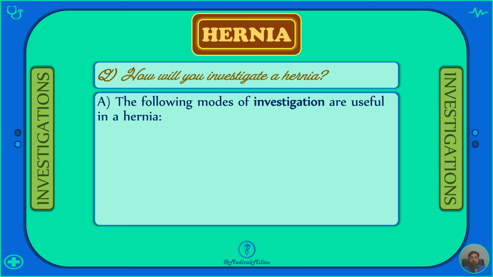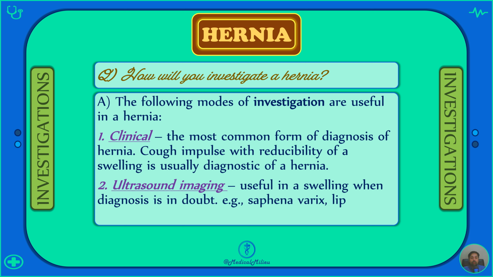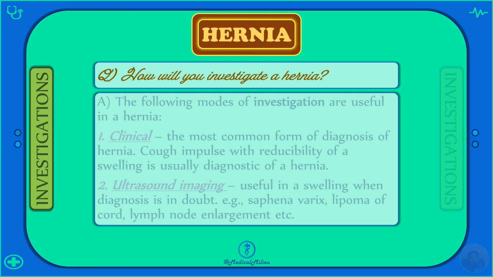The following modes of investigation are useful in a case of hernia. Number 1 is clinical, the most common form of diagnosis of hernia. Cough impulse with reducibility of a swelling is usually diagnostic of a hernia. Number 2 is ultrasound imaging. It is useful in a swelling when diagnosis is in doubt, like that of saphenous varix or lipoma of the cord or lymph nodal enlargement.